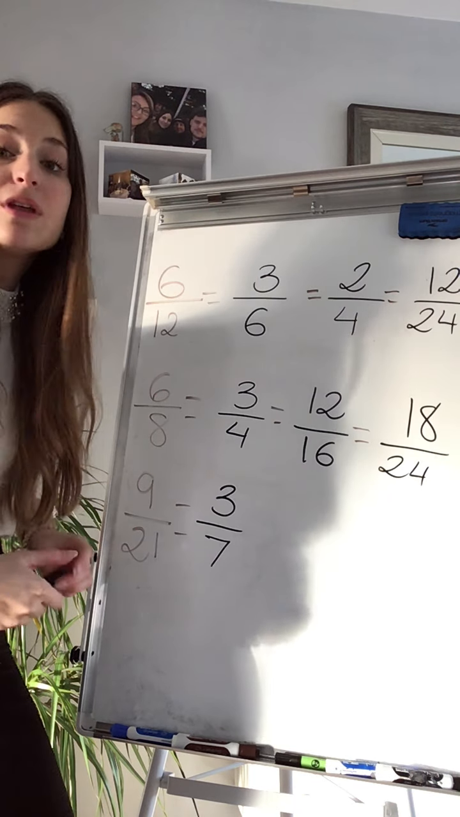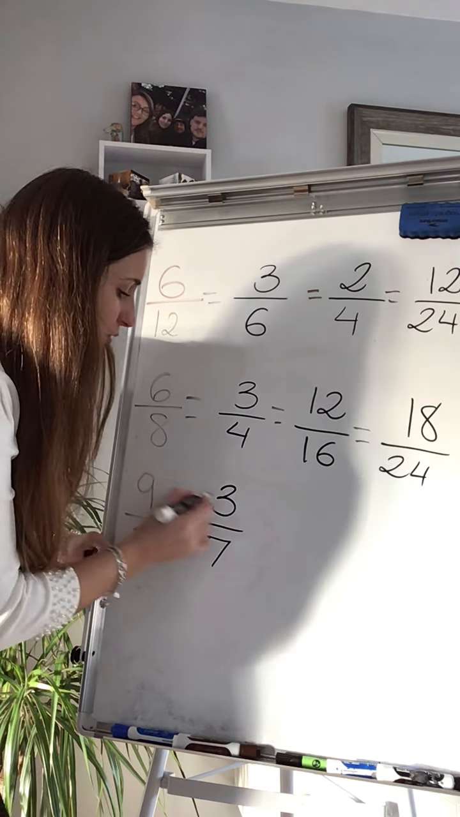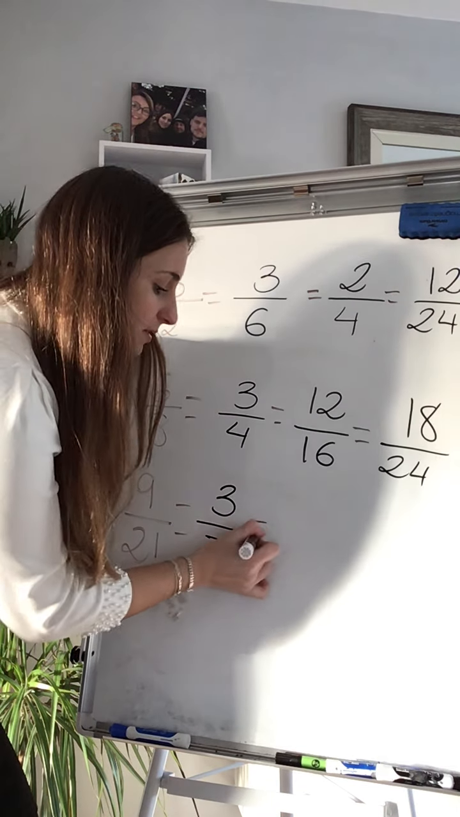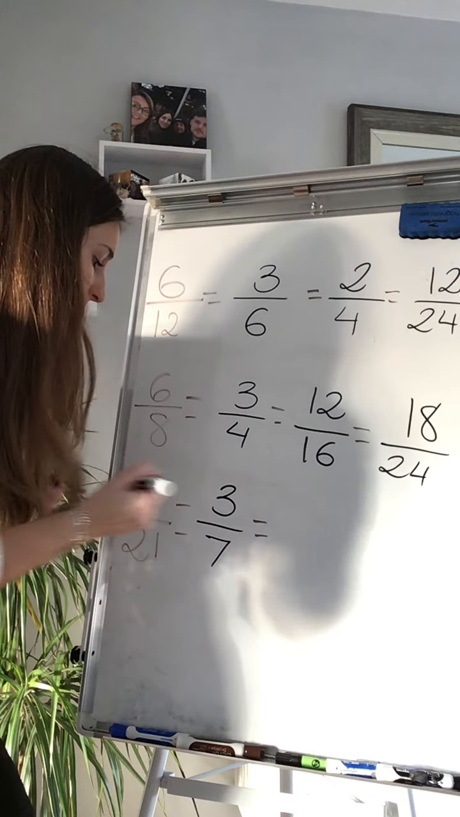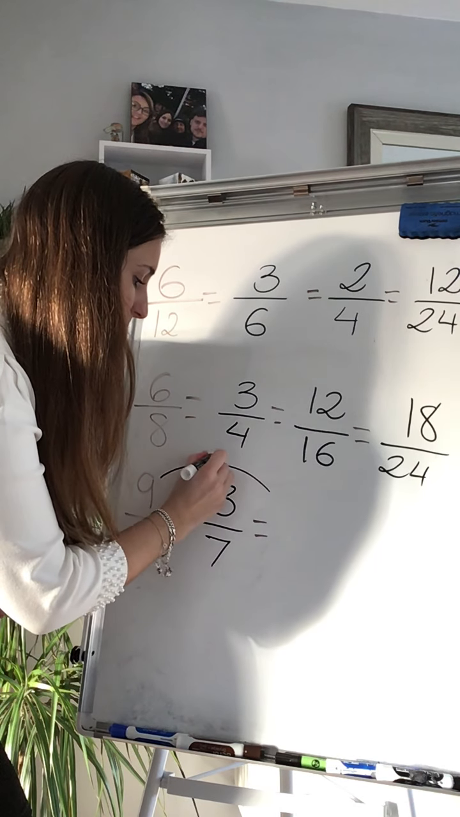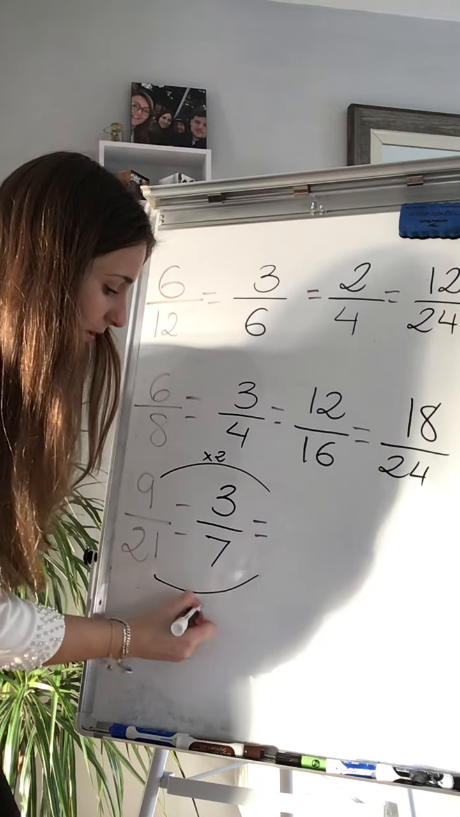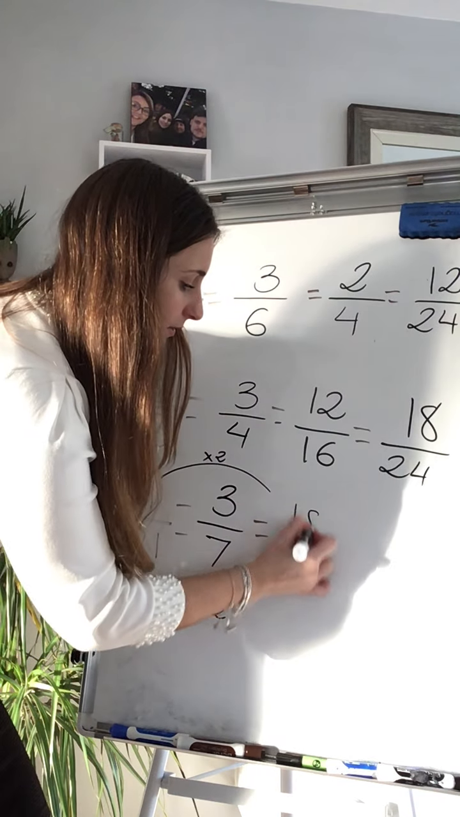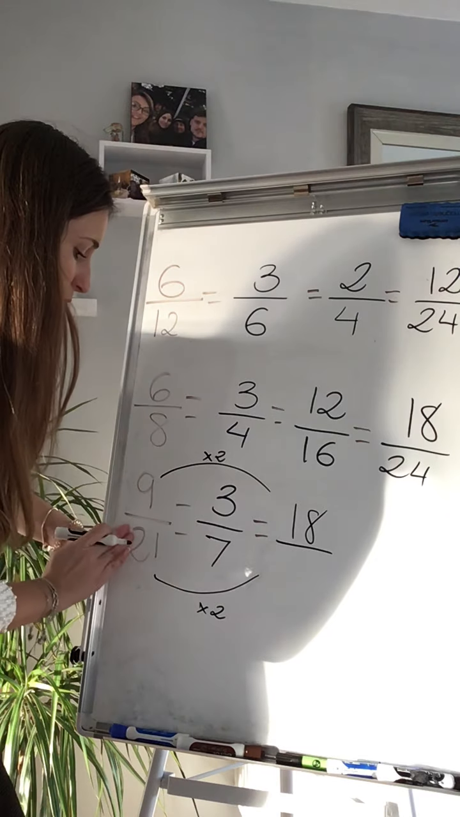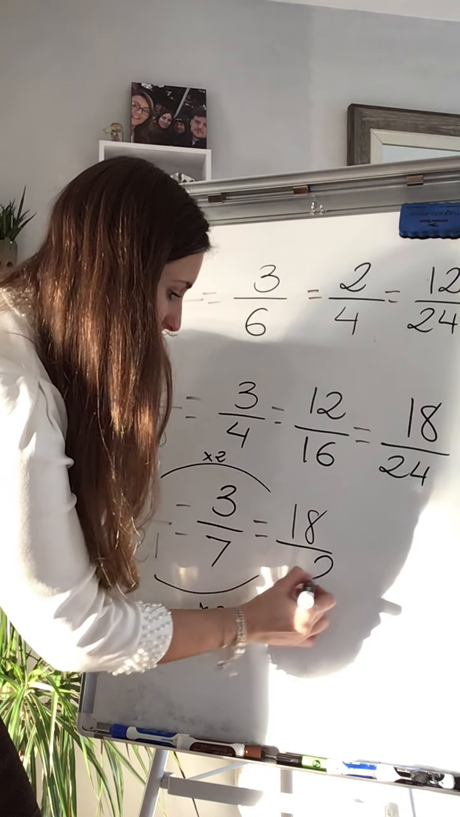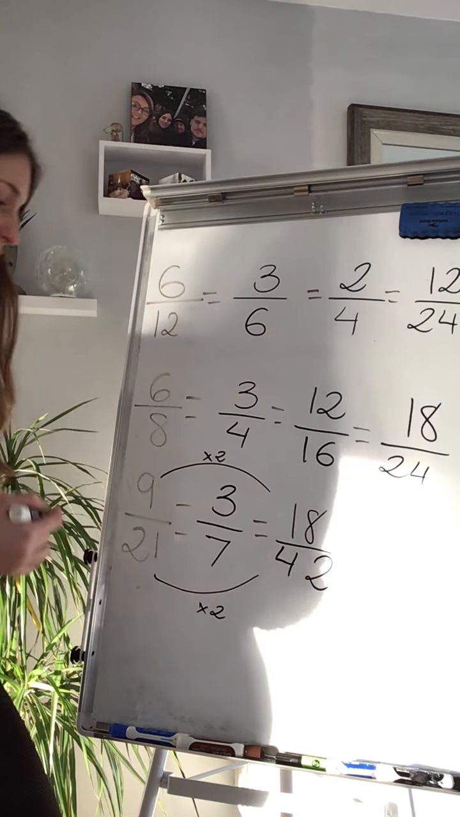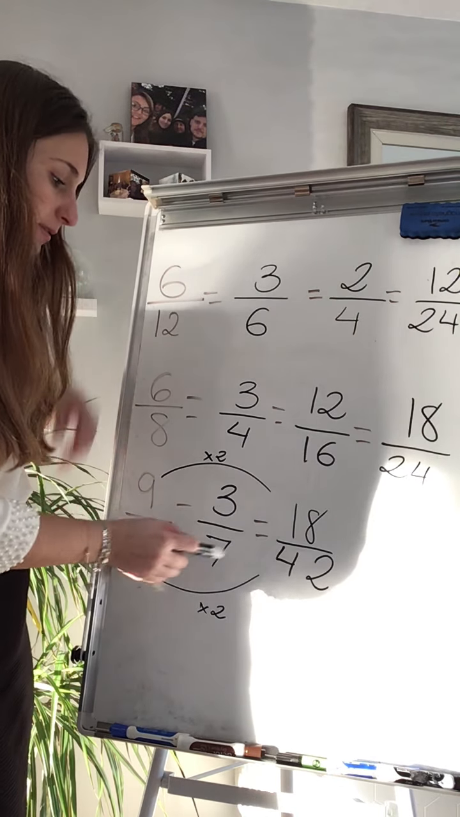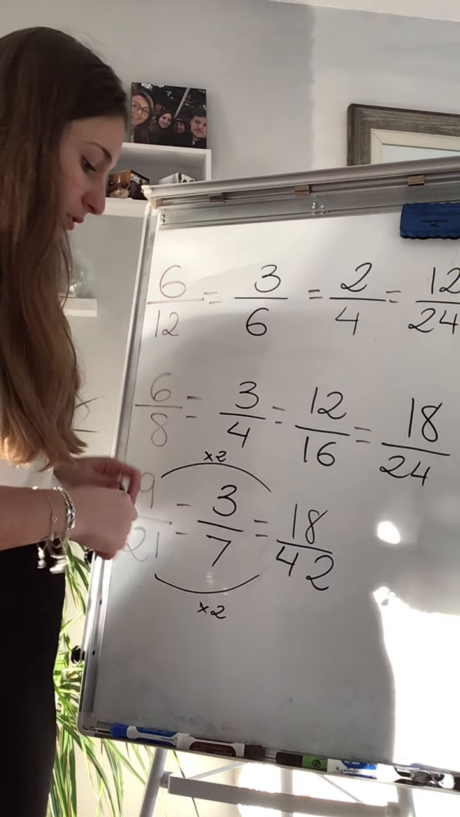So now I'm going to multiply. I'm going to do this one by multiplying by my lowest one, which is 2. I'm going to times my numerator, and I'm going to times my denominator by the same number. 9 times 2 is 18. 21 times 2 is 42. Okay, so then you will have 3/7 and 18/42.